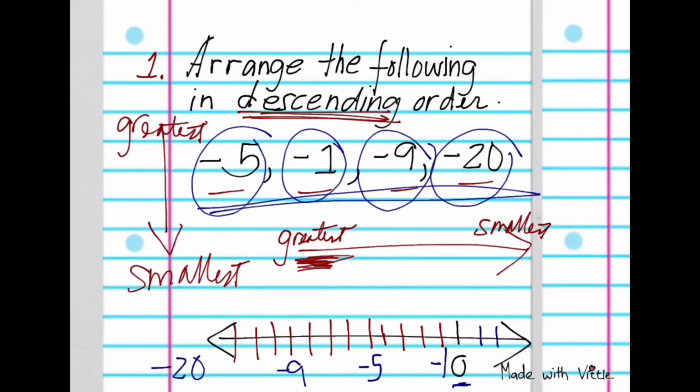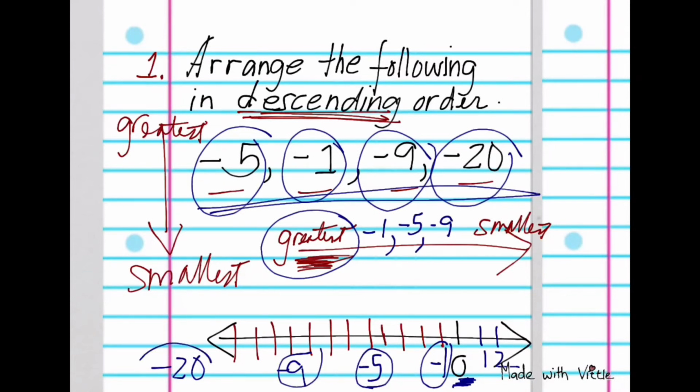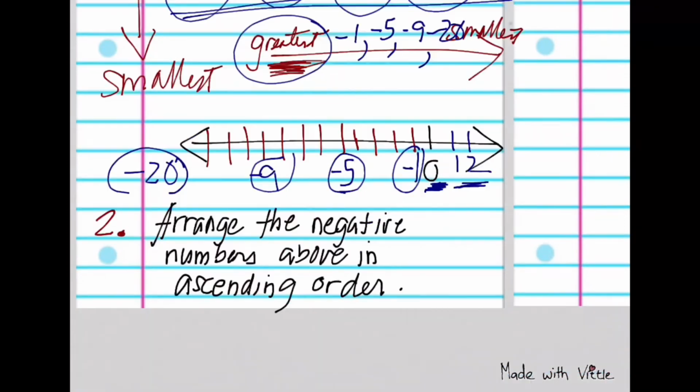So therefore, the greatest one is the one closest to 0 or positive numbers here. So the greatest is -1. So we have to write down -1 as our first number on our list. Next is -5, then -9. And the least or smallest, which is farthest from 0 and positive numbers, is the -20. So now we know that greatest to smallest is also descending order, okay?